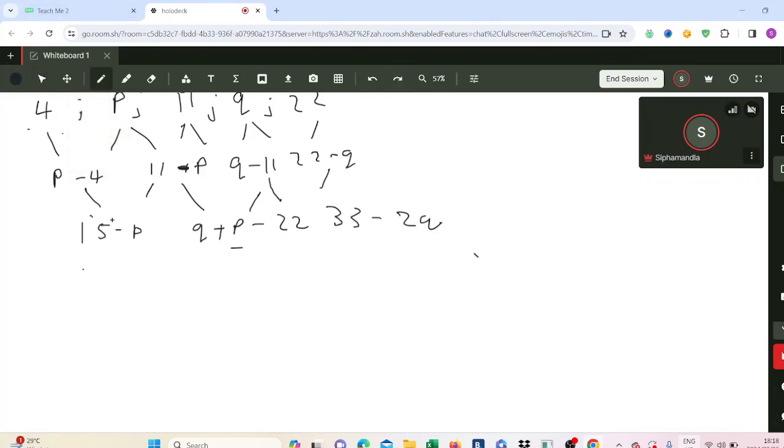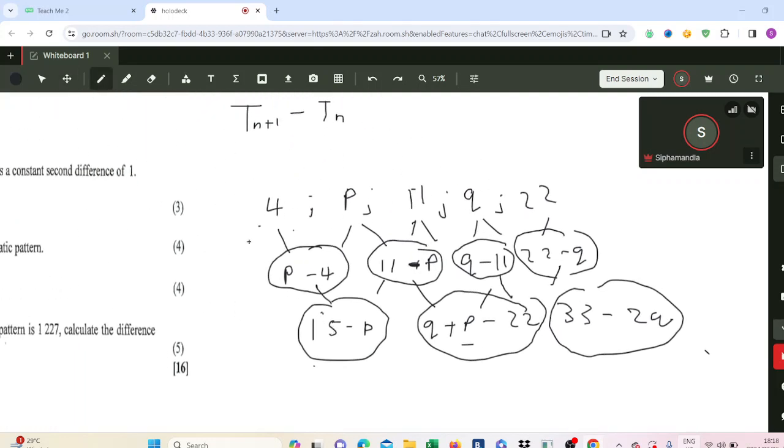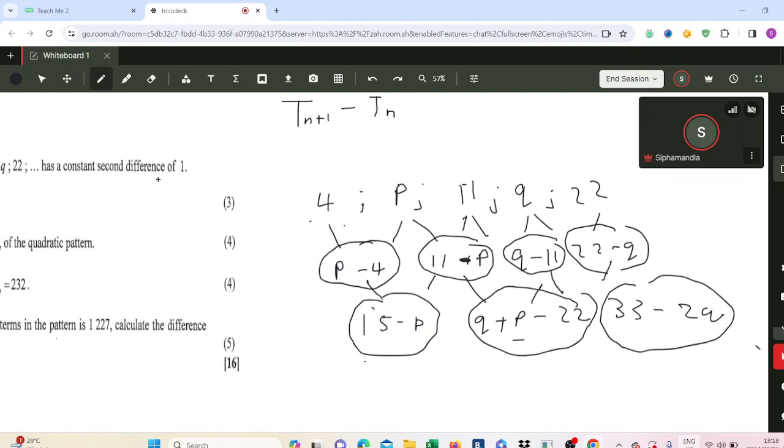The second difference is that. This is the first difference, let me underline it: the first difference is that number, that number, that number, and that number. And the second difference will be that, that, and that. You have to know that the second difference has the constant number, and they already gave that to us. They said here it has a constant second difference of 1.